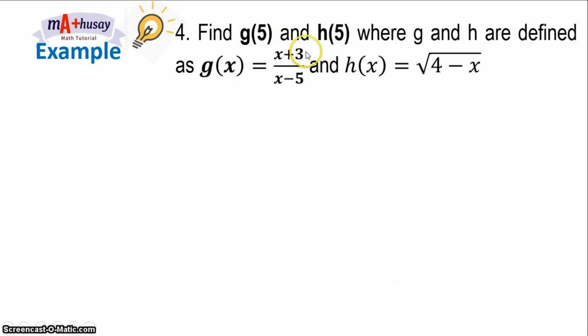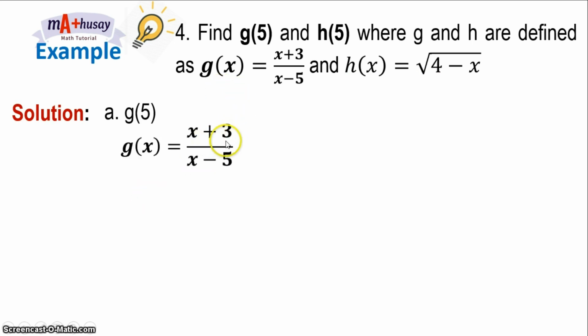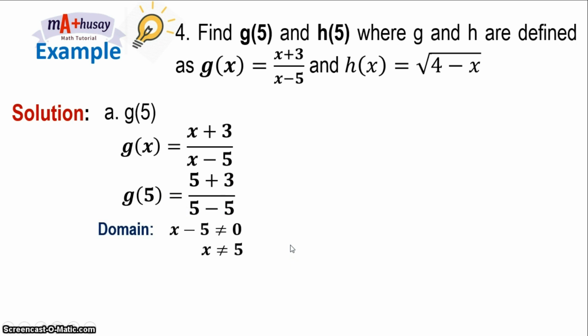Example number 4. Find g of 5 and h of 5 where g and h are defined as g of x equals x plus 3 all over x minus 5 and h of x equals the square root of 4 minus x. So, paano natin isi-solve ang g of 5? Now, take note that we have g of x equals x plus 3 all over x minus 5. Now, kapag i-evaluate natin itong function na ang x is equal to 5, we have g of 5 equals 5 plus 3 all over 5 minus 5. Now, mapapansin ninyo na ang denominator ay magiging 0. So, magiging undefined. So, hindi pwede.